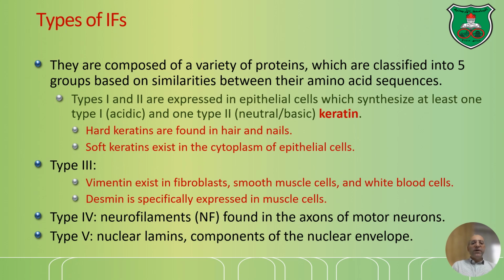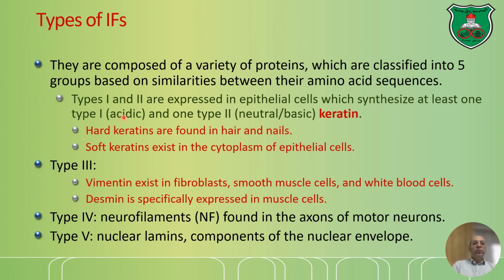There are 5 different types of intermediate filaments, and each one of them has its own chemical or functional characteristic and unique tissue or cell distribution. So we have types 1 and 2. Okay, so we have 5 types.